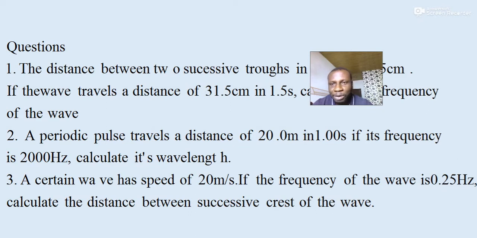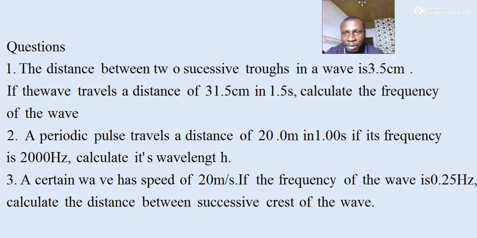Today we are going to look at some problems in waves. So we start with the first set of questions. The first one: the distance between two successive troughs in a wave is 3.5 centimeters. If the wave travels a distance of 31.5 centimeters in 1.5 seconds, calculate the frequency of the wave.